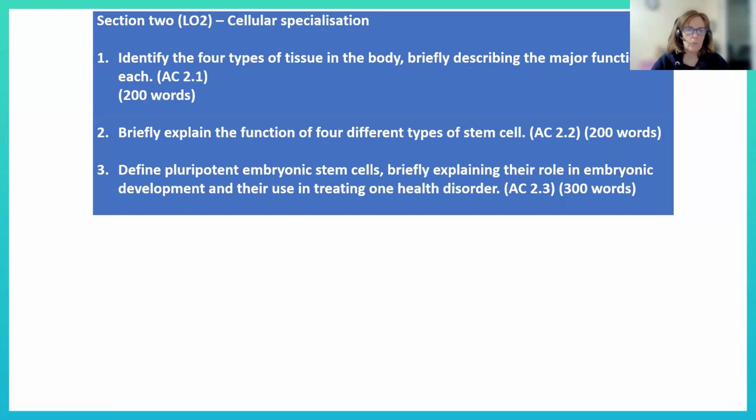Okay, so we should have covered everything that we needed to cover for you to do these assessments now. That's assessment 2 that I've got there, assessment criteria 2, but we should have covered everything. Oh yeah, because that's where the embryo one is. Define the pluripotent embryonic stem cells and their role in embryonic development, in the use in treating one health disorder. So use obviously the course materials.